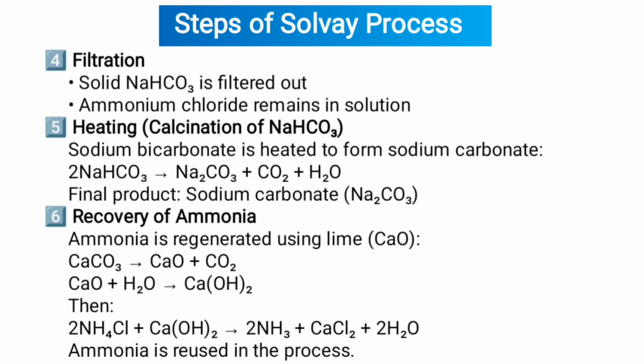Sixth one, recovery of ammonia. Ammonia is regenerated using lime, CaO. CaCO3 → CaO + CO2, CaO + H2O → Ca(OH)2. Then 2NH4Cl + Ca(OH)2 → 2NH3 + CaCl2 + 2H2O. Ammonia is reused in the process.